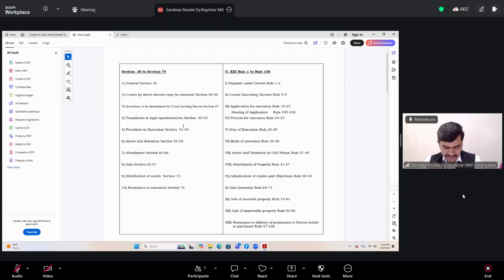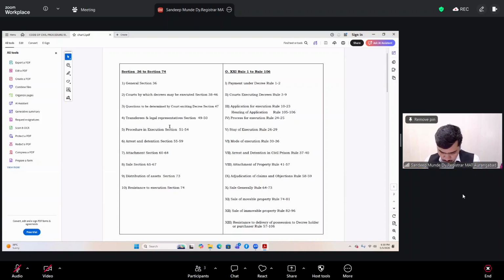Now, the next thing, the second heading under the section part, is courts by which decrees may be executed, Sections 38 to 46. It deals with the courts which are competent to execute decrees. And in the rule part, what is the second heading? Court executing decrees. Meaning thereby, subheading 2 of the section part and subheading 2 of the rule part are the same; both give which courts are competent to execute the decrees.